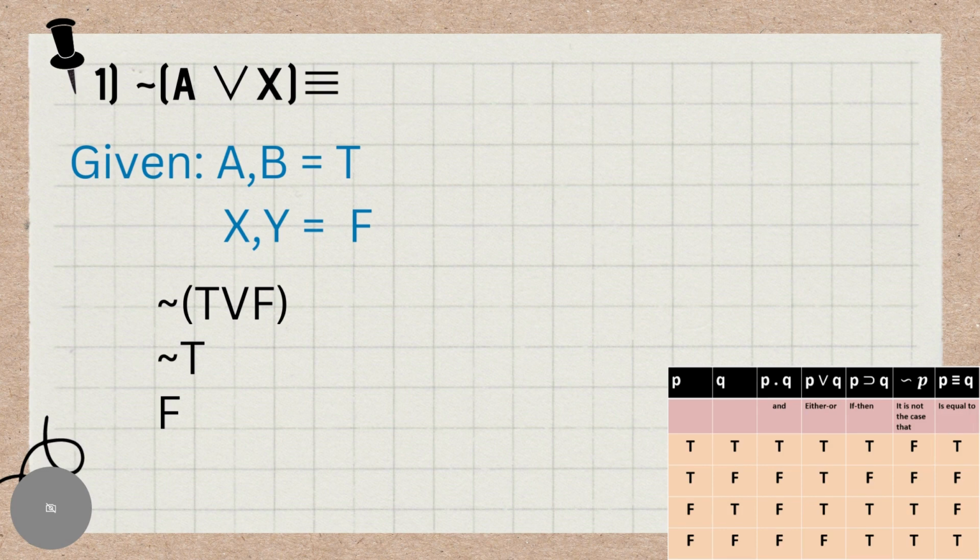So T disjunction F. If you look into the truth table at the right, if P value is true and Q value is false, T disjunction F is true. So we will be getting negation T. Negation means we will be taking the opposite value. So negation of T is false.